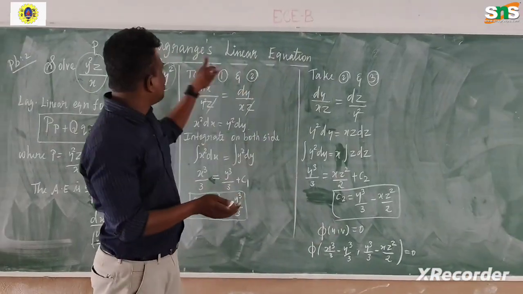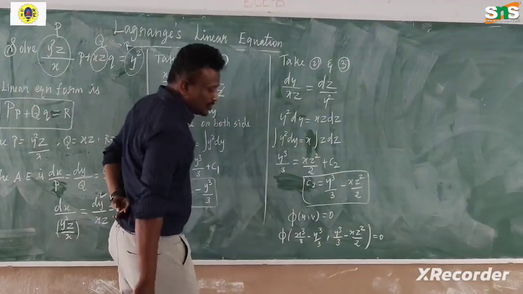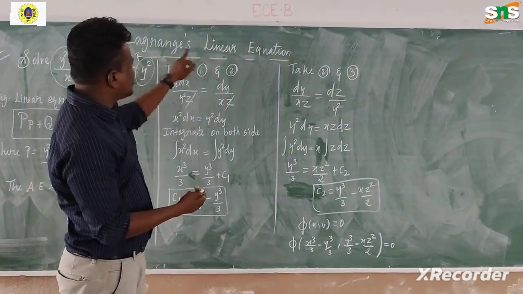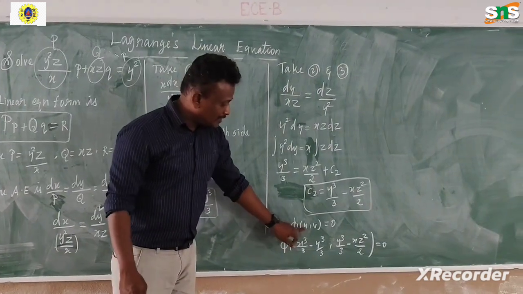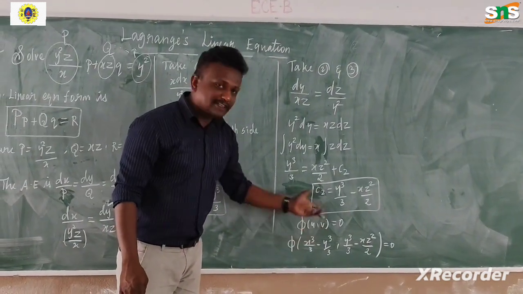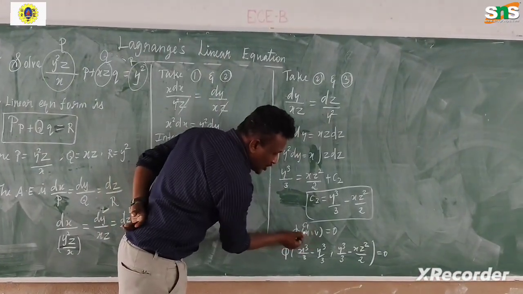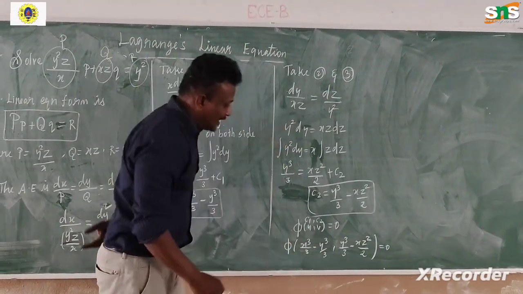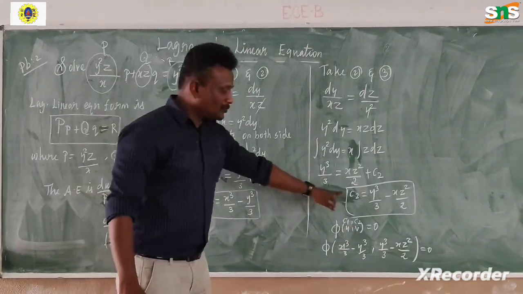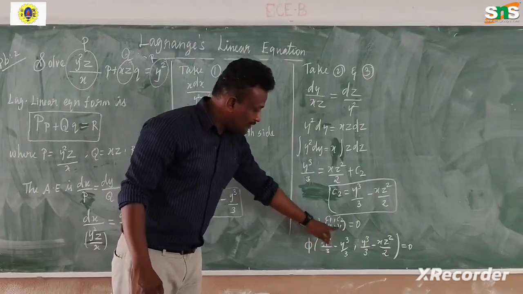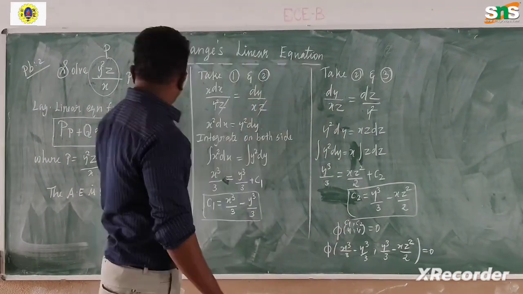What is the general solution of Lagrange's linear equation? It is phi of u comma v is equal to 0. That is our general solution for this Lagrange's linear equation. You just write that general solution formula. After that, you have to replace u and v by their values. Here u and v are nothing but C1, that means constant 1, and constant 2. So you have C1, you have C2, and you write your u and v. After writing, this is your general solution of this given problem.